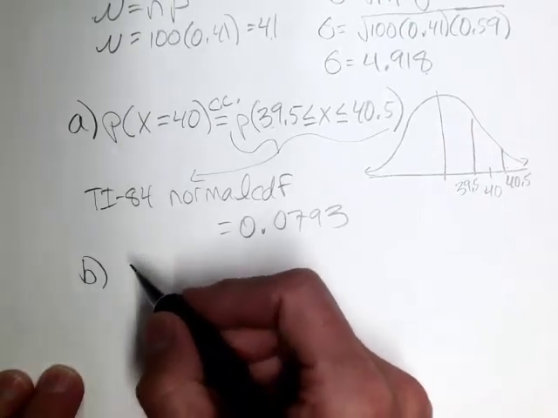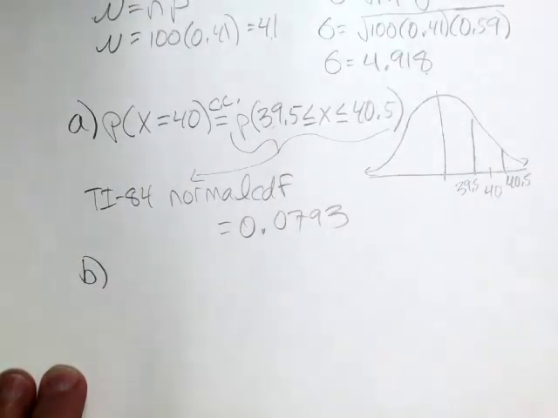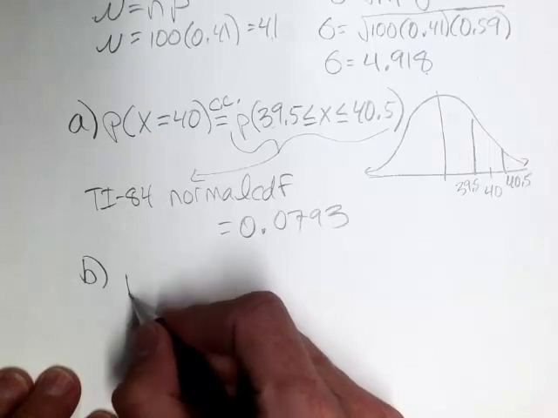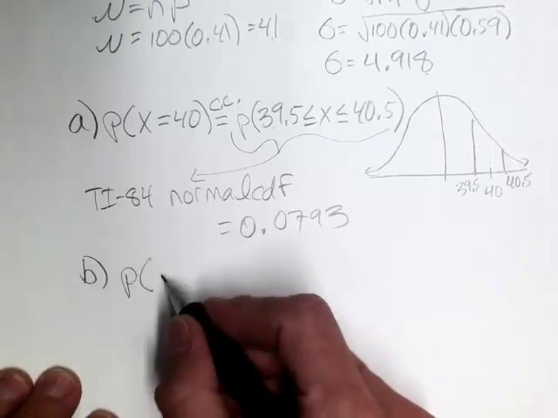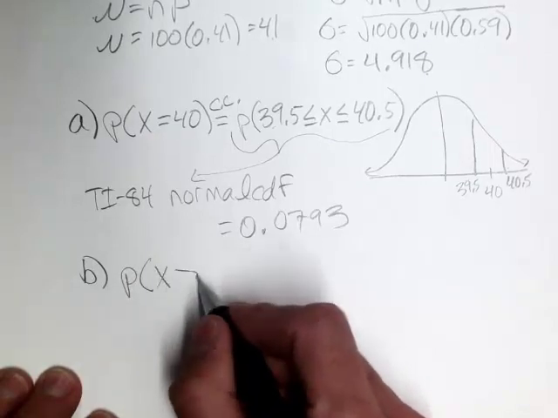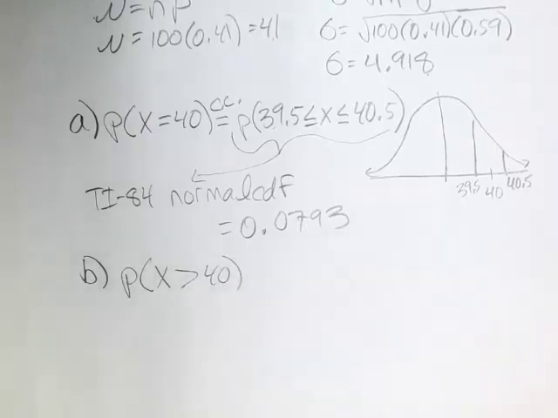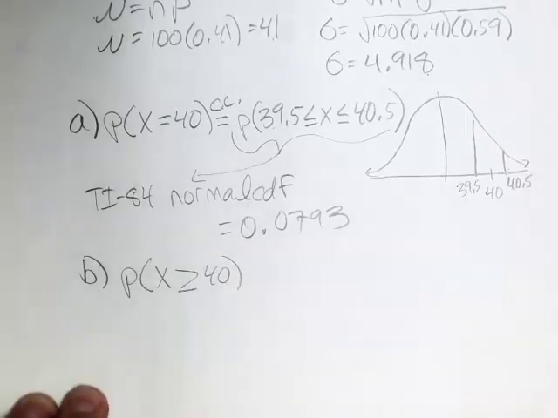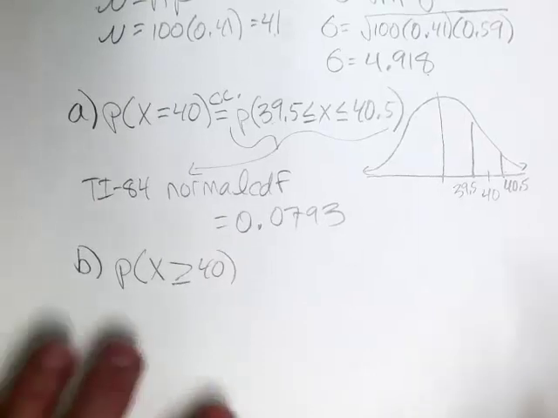asks for the probability that the number who have encountered fraudulent charges on their credit card is at least 40. So in probability notation, the probability X is at least 40 would be X greater than or equal to 40. Okay, at least includes the case of equality.